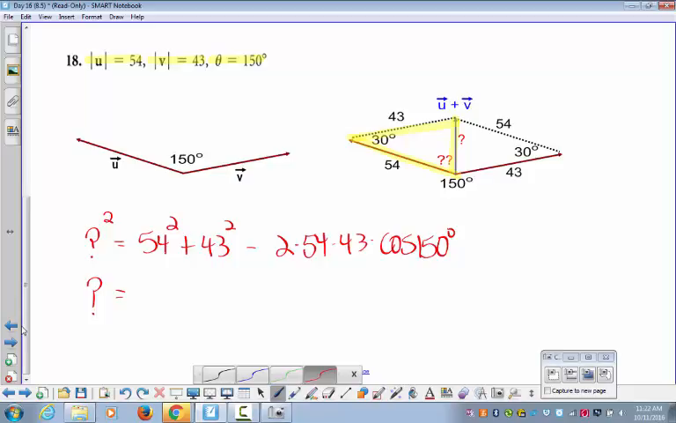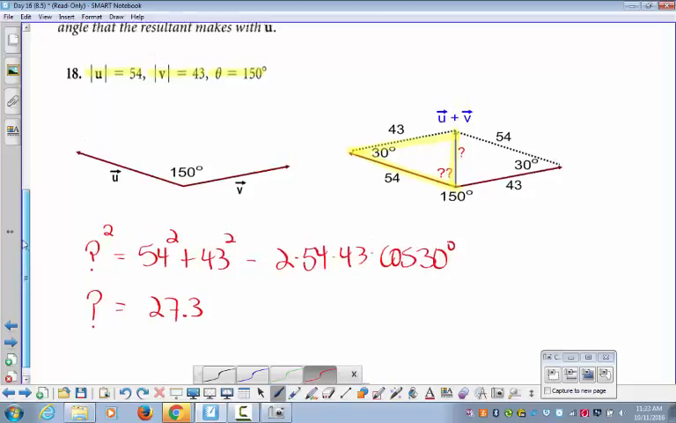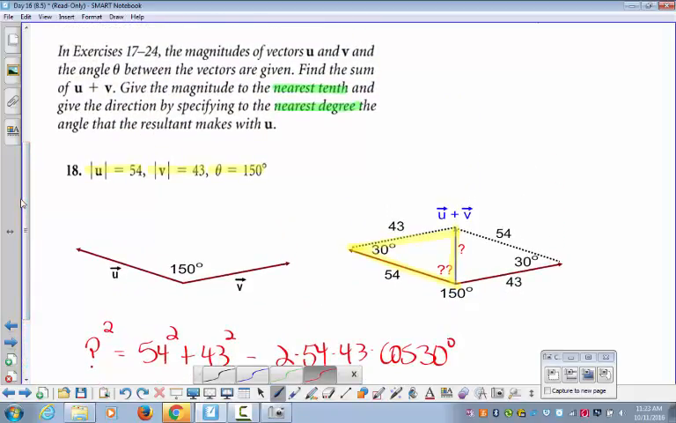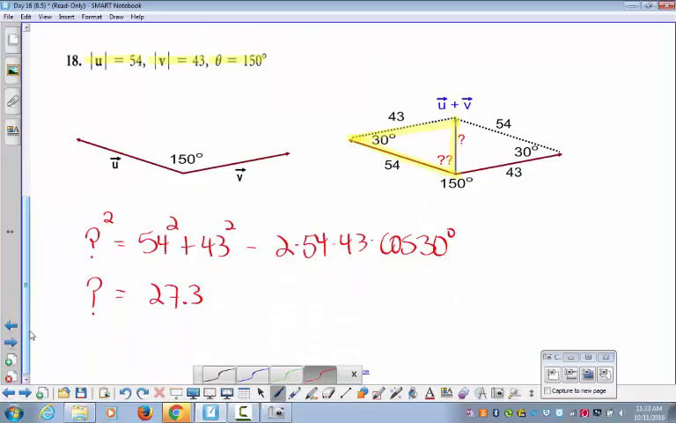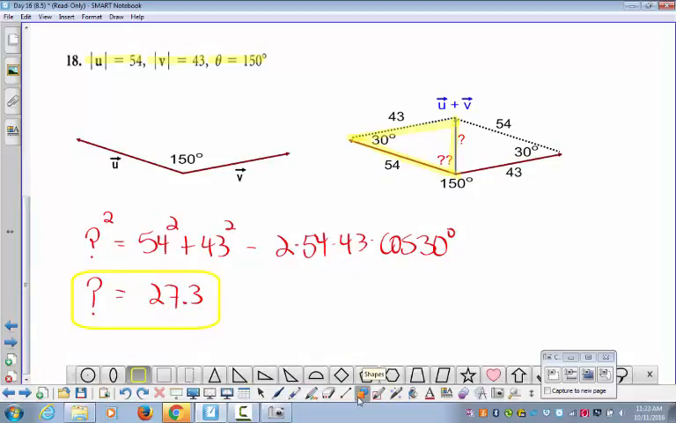What's that? Oh, yeah, cosine 30. Thank you. Sorry. Cosine 30. Oh, good, you didn't fall for it. Cosine of the angle opposite the side we're trying to find, yeah? Yep, definitely. All right, what did we get for that? Yeah, it said to the nearest tenth. 27.3. Thank you. So 27.3, and I don't think they gave us any units up there at all. They just said the magnitude was 54 and 43, so we don't need to put units if there's no units to put. So that's the magnitude of that vector.